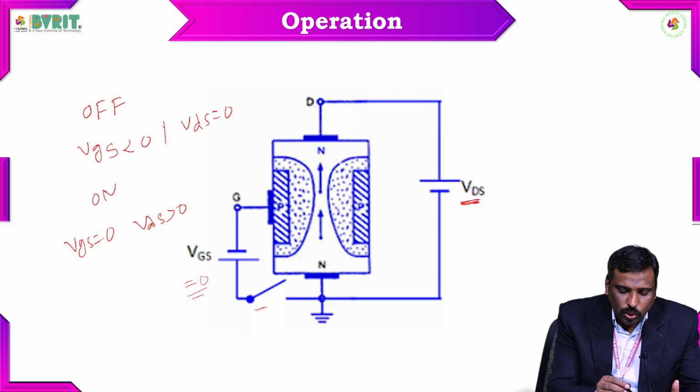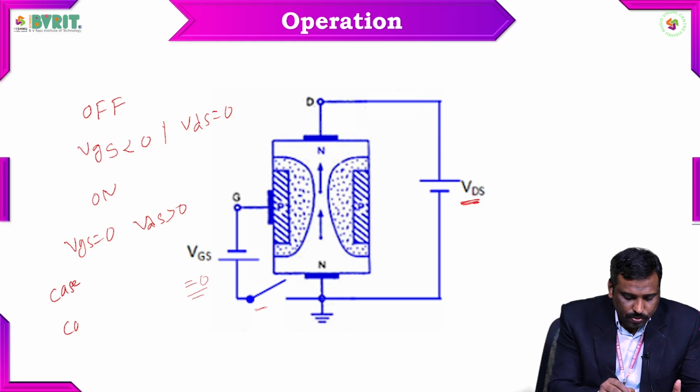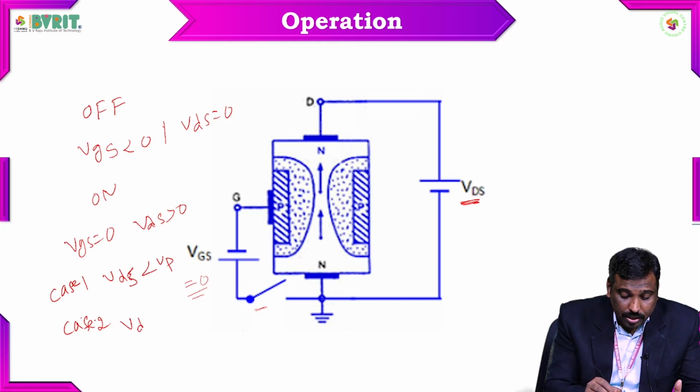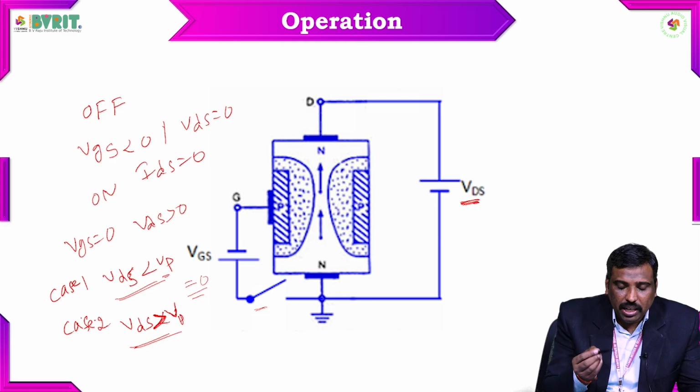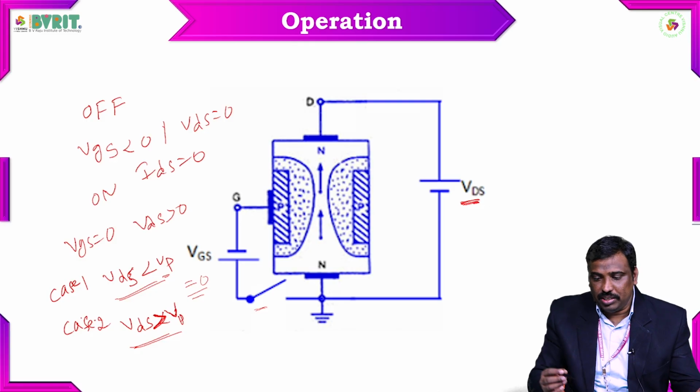Here also there are two cases, case 1 and case 2. In case 1, VDS is less than VP, which is called the pinch off voltage, and in the second, VDS is greater than VP. There are two conditions when the transistor is on. If it is off, there is no other way, the current is simply 0. But when the transistor is on, the current acts differently under different conditions. One is VDS less than VP and the other is VDS greater than VP, where VP is a particular voltage called the pinch off voltage. Up to this voltage, what happens? After this voltage, what happens? We will see here.